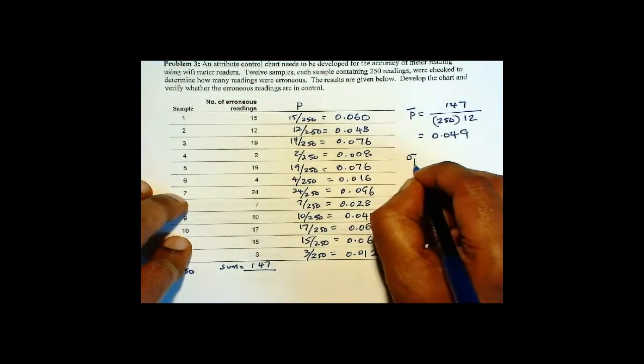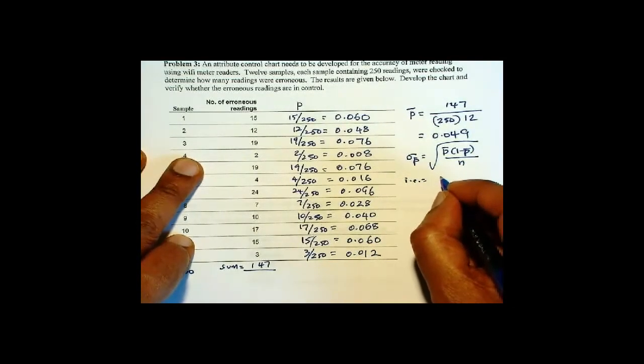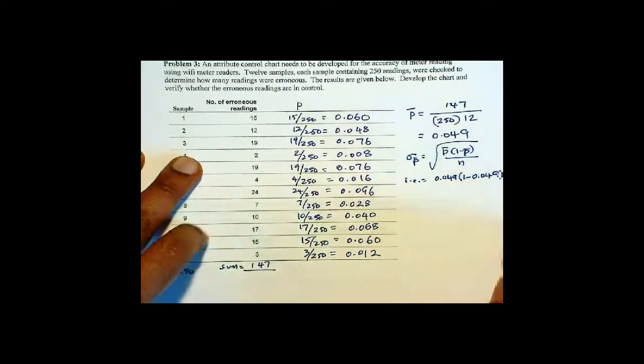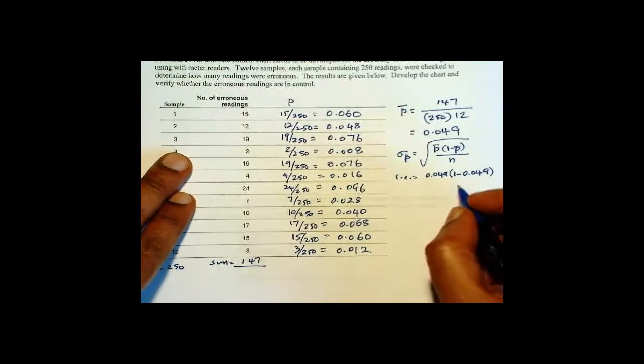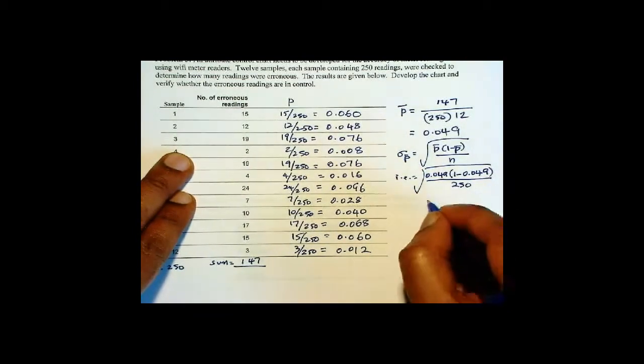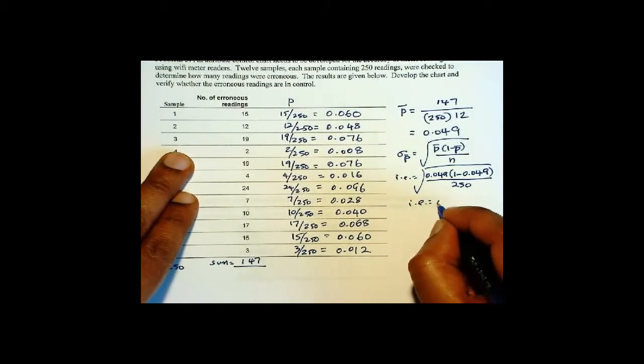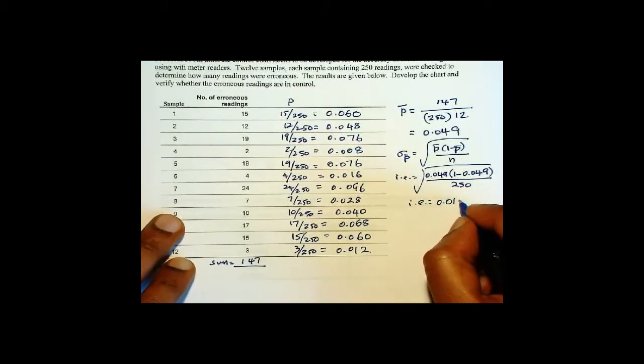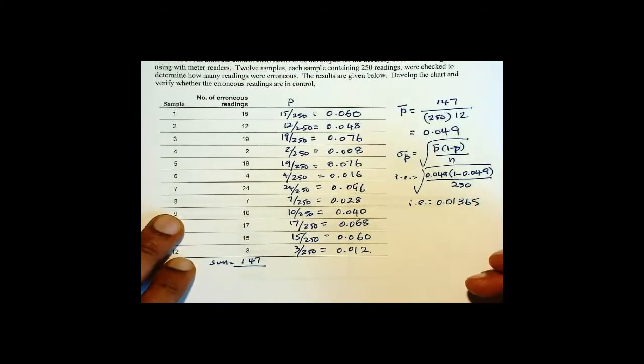Then sigma sub P bar is the square root of P bar times 1 minus P bar over n, and that is equal to 0.049 times 1 minus 0.049, divided by 250, and that is 0.01365.